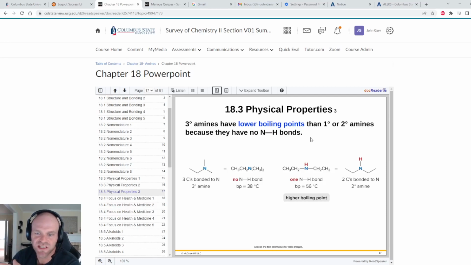And then this is what we just said. Tertiary amines have lower boiling points because they don't exhibit hydrogen bonding. There's nowhere for a hydrogen to get in on this tertiary amine and bond to the nitrogen. And vice versa, there's no way for the nitrogen to seek out any other hydrogens and create that little link with the hydrogen. So lower boiling points for tertiary amines than primary or secondary.